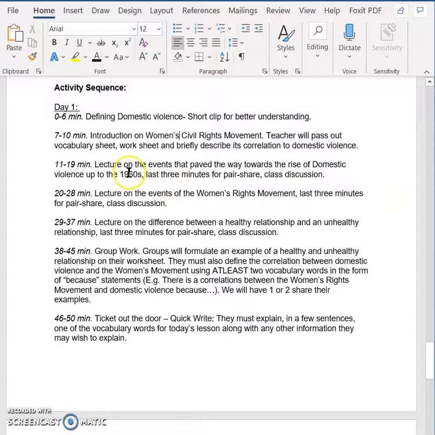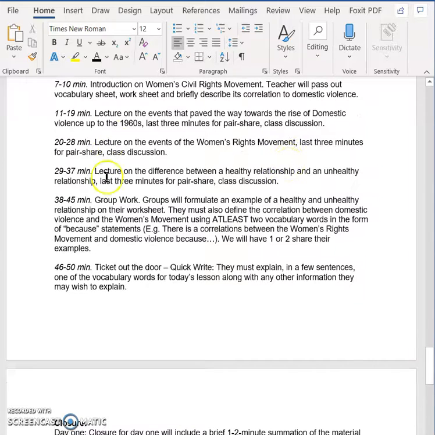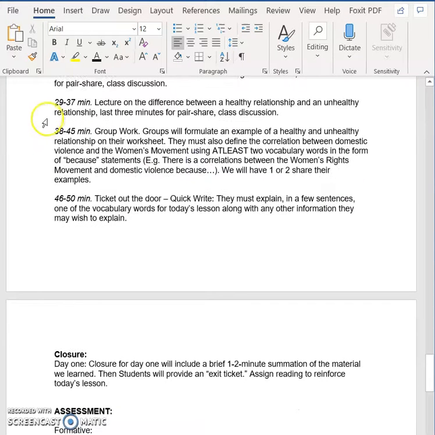Then we will move on to a few minute lecture on the rise of domestic violence up to the 1960s, and then the last 2 minutes we will pair share class discussion to wrap up what we had just learned. Then we will go on to lecture on the events of the women's rights movement. Last 2 minutes, pair share class discussion, lecture on the difference between healthy and unhealthy relationships. Last 2 minutes, pair share class discussion.